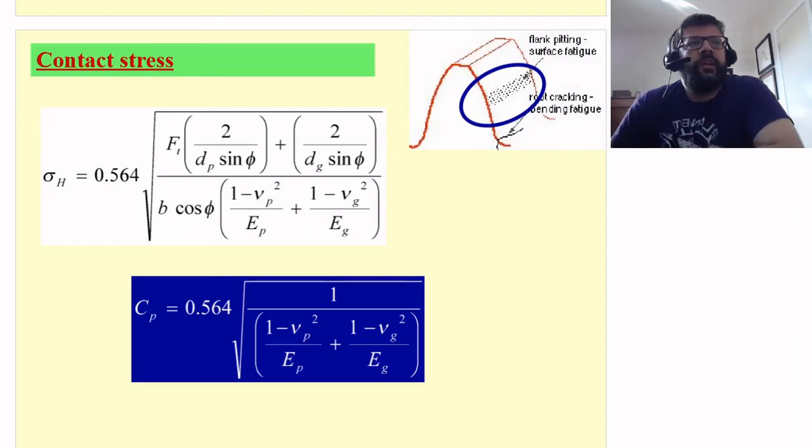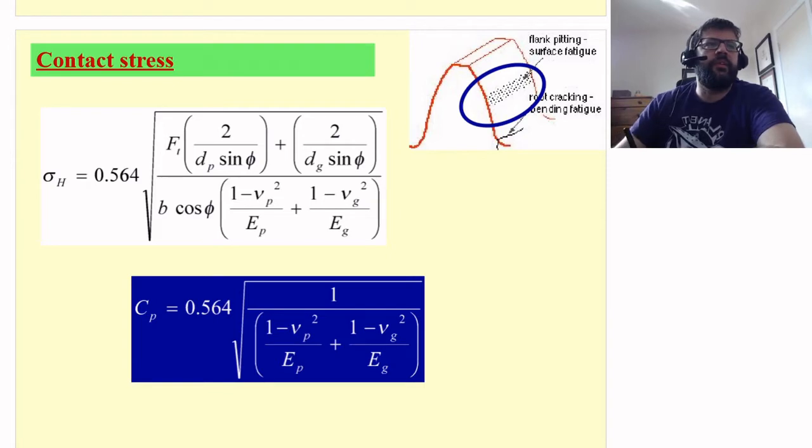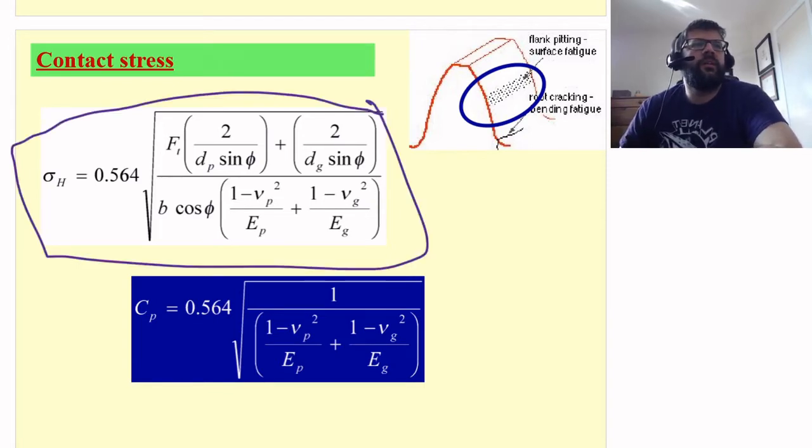Okay, so contact stress. Contact stress causes erosion and wear of the surface of the gear tooth. I'm not going to derive how they arrived at this calculation because it is a giant pain, and it's a function of various things.